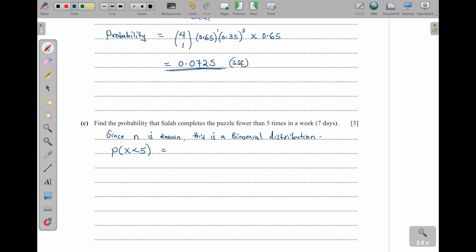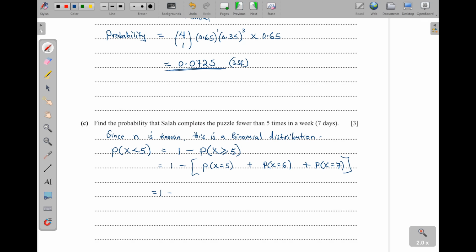But that one is going to be hectic. Since 5 isn't included, why don't I say 1 minus the probability from 5 and above? You see that? So we have 1, then probability of x is equal to 5, then probability of x which is equal to 6, and then probability of x which is equal to 7, like that.